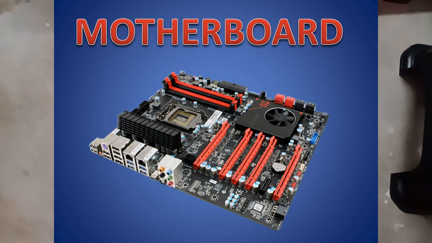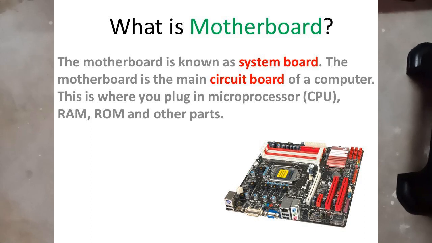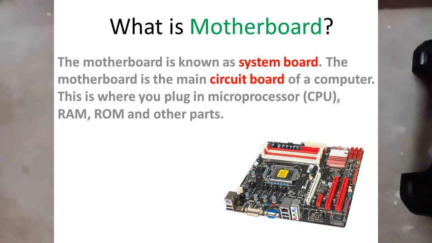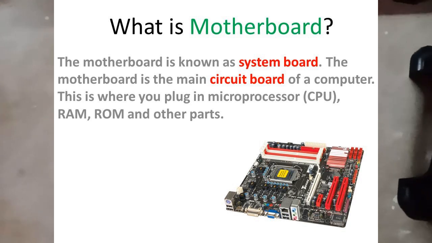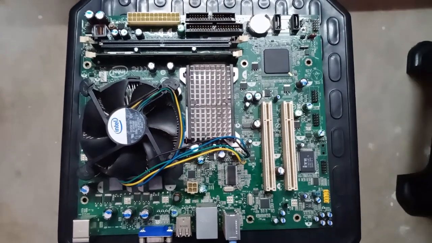What is a motherboard? The motherboard is known as the system board. The motherboard is the main circuit board of a computer. This is where you plug in the microprocessor, CPU, RAM, ROM, and other parts. So one by one, we are going to see the parts of the motherboard.